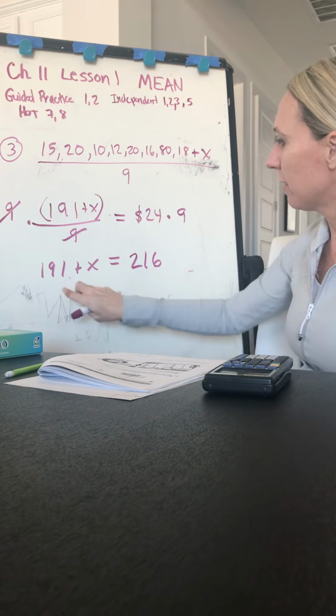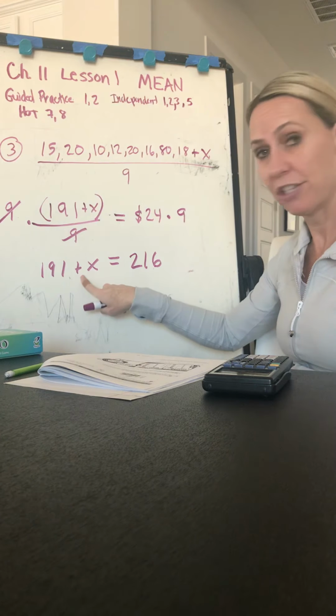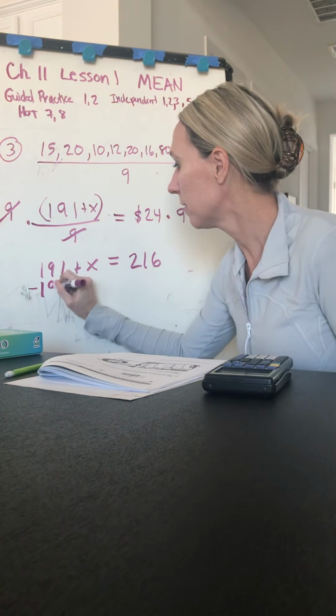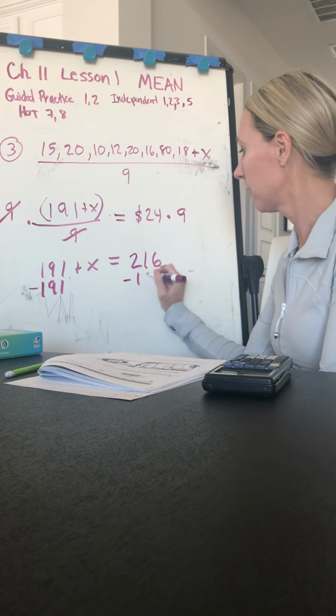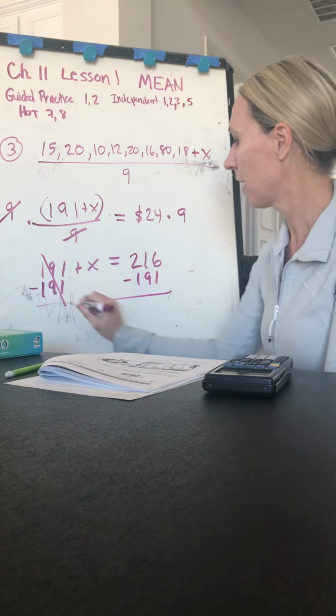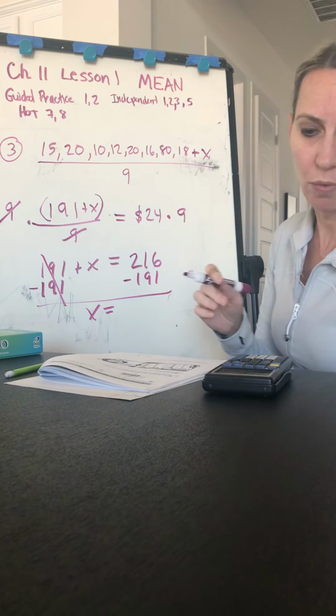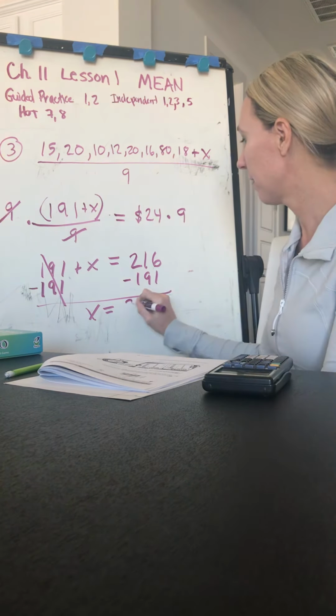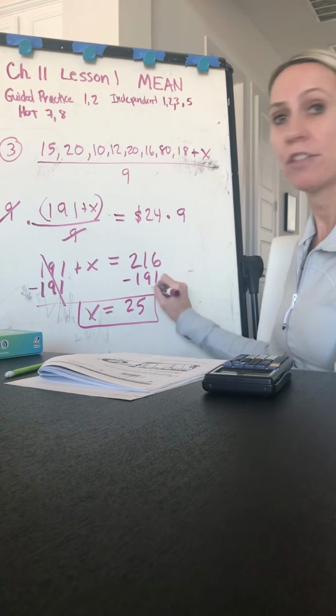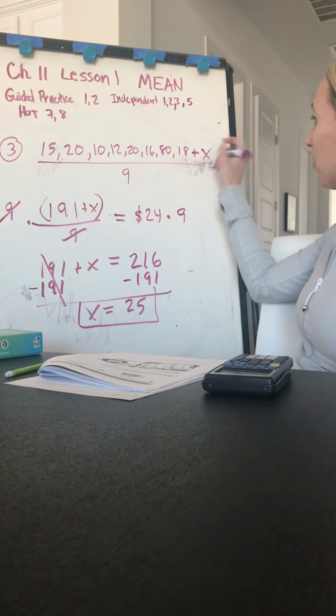Okay, then to get X by itself here, this is addition. So we're going to subtract the 191. So X is by itself, and then whatever I do to this side, I do to this side. And 216 minus 191 is 25. Okay, so her missing time is 25 right here.